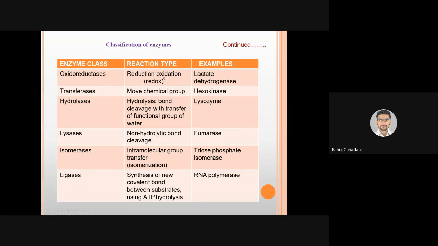Yeah, it is simple. Oxidoreductase will carry out oxidation and reduction reactions. Transferase will transfer chemical groups. Hydrolase is responsible for bond breaking with water. Lyase is non-hydrolytic bond cleavage. Isomerase, formation of new isomers. Ligase, synthesis of new covalent bonds between substrates. Simple things. You need to remember the reaction type and one example of each, whenever asked for classification.